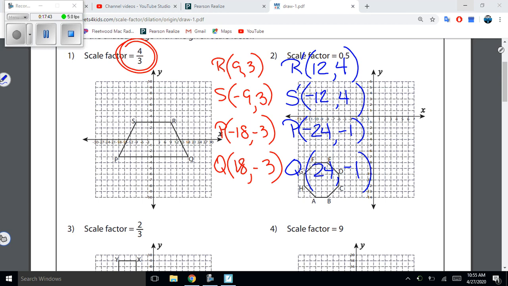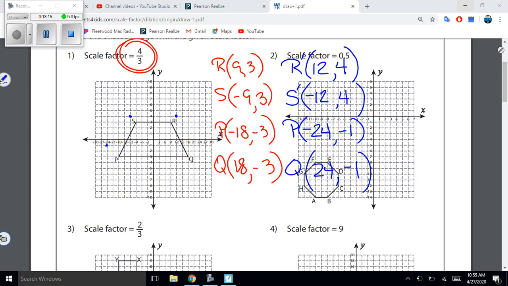Right, and again, this is going to be bigger. And so if I take a look at R prime at 12 comma 4, that puts it right here. Negative 12 comma 4 puts it right here. I've got negative 24 comma negative 1, which puts it right here. That's not going to be right, is it? Is that going to be right?